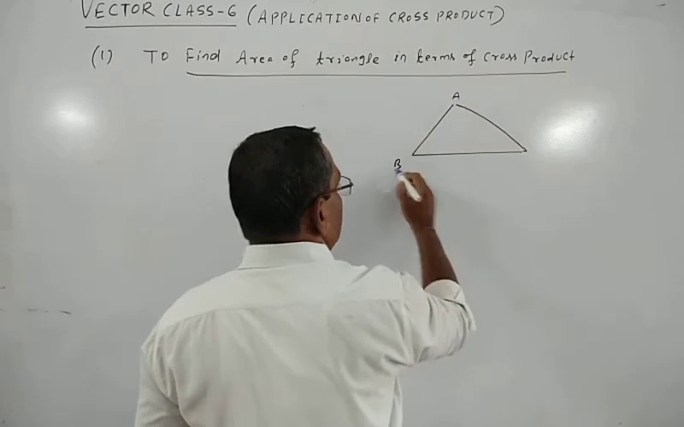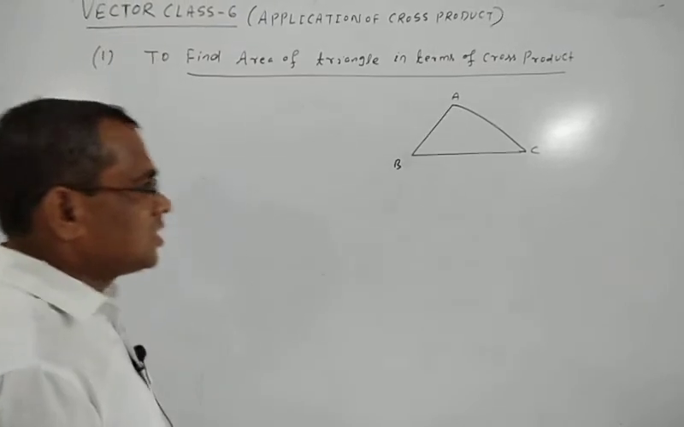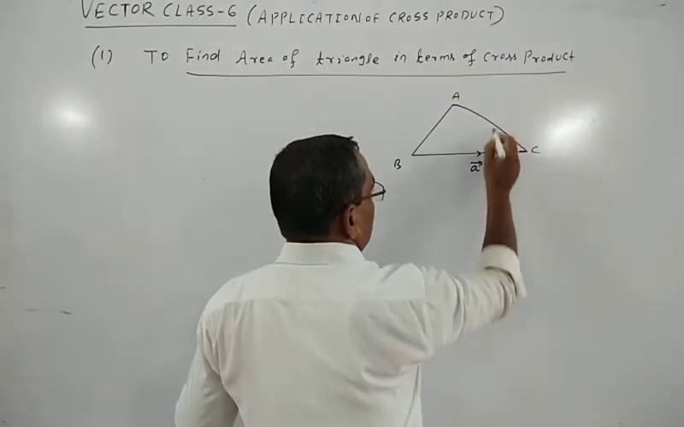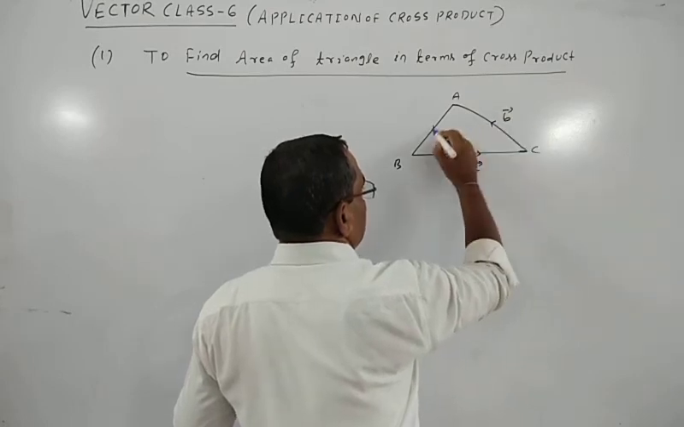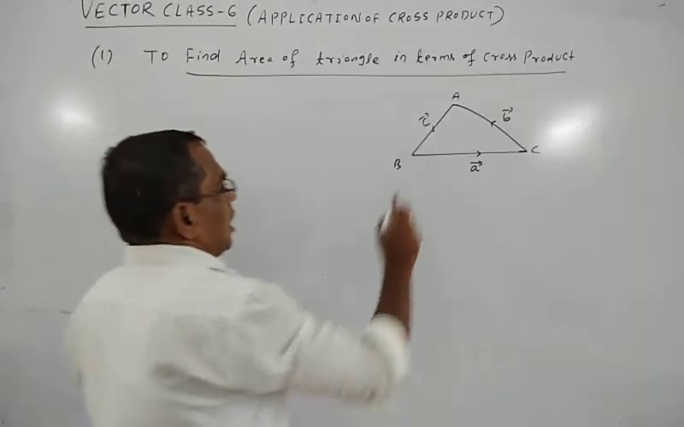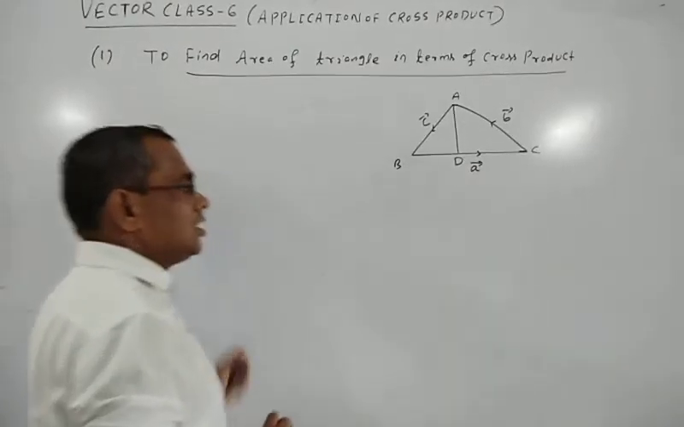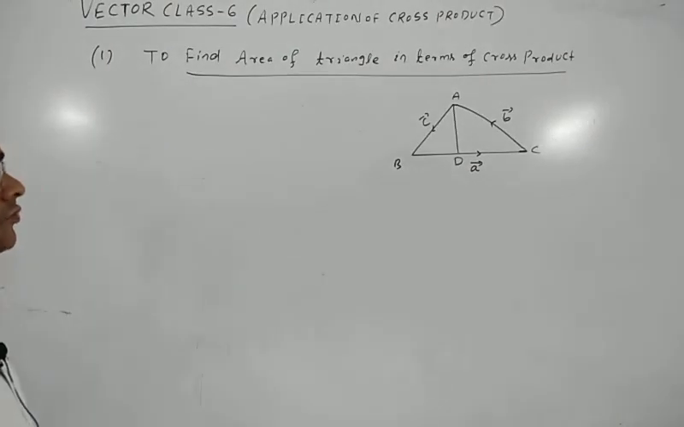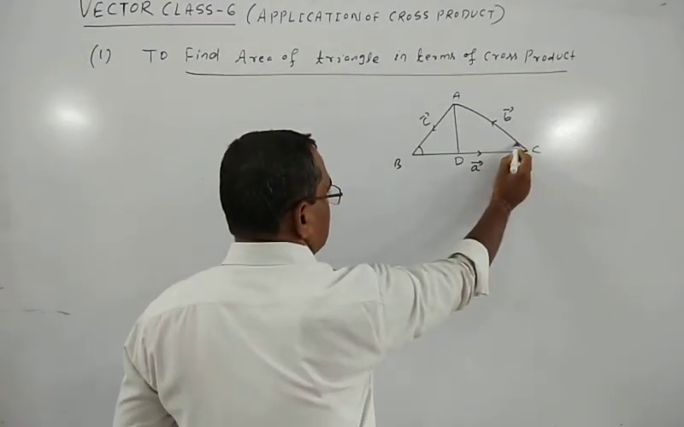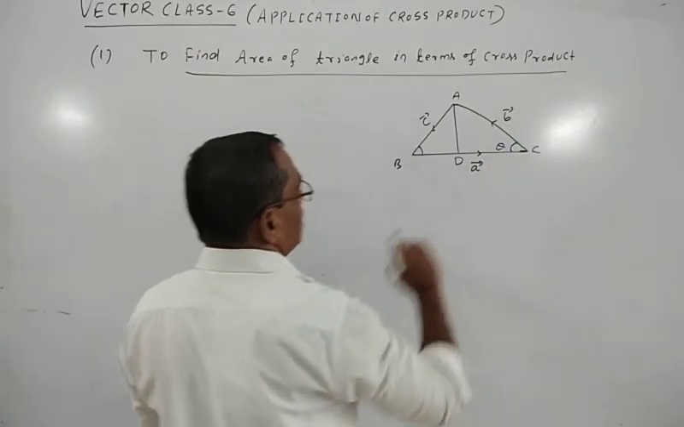ABC is a triangle whose sides are represented by vectors. This one is A vector, this one is B vector and this one is C vector. We draw a perpendicular line from A on base BC. AD is the perpendicular. This angle is B and this angle is C. Suppose this angle is equal to theta.